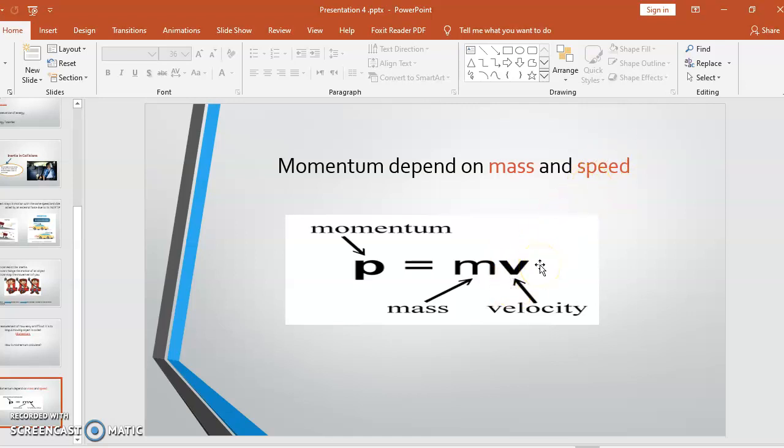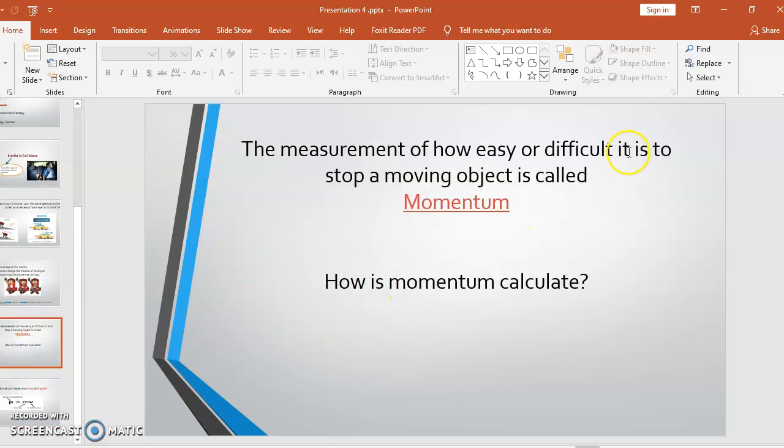Again, momentum is a measurement. What does it measure? It measures how easy or difficult it is to stop an object that's moving. That is called momentum. Momentum is related to inertia. Momentum measures how easy or difficult it is to stop a moving object. How can we measure it? How can we calculate it?